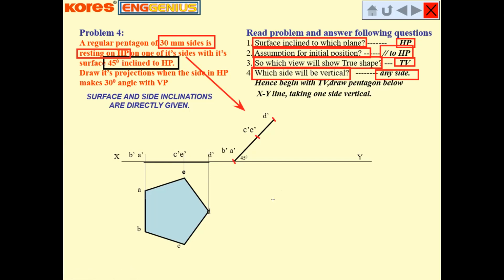So what we have done here is make the inclination of this particular plane with respect to the horizontal plane, so that its front view will be like this inclined line. This inclined line has the same dimensions as it has in the previous view, right? This line has the same dimensions as this line.